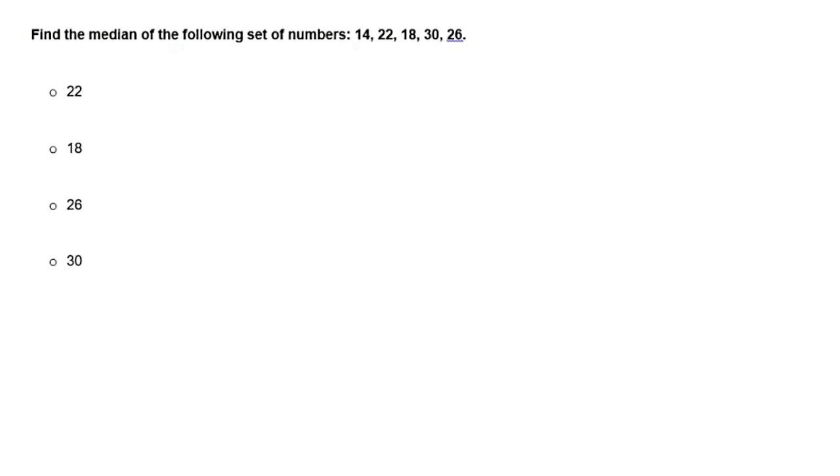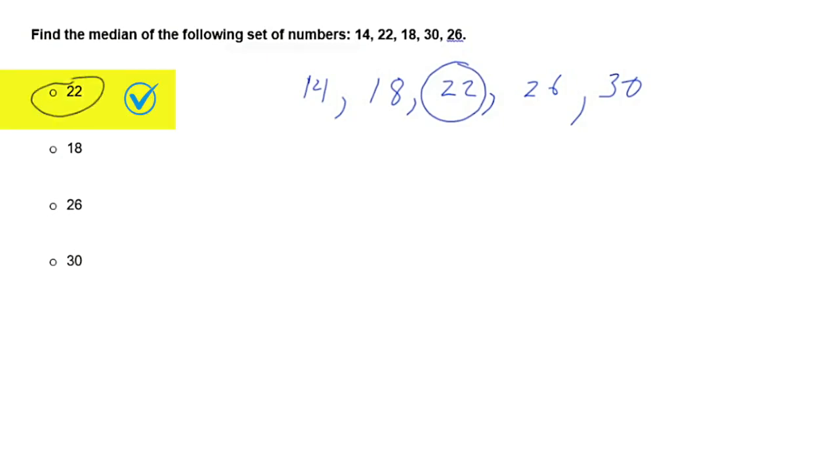So in order to solve this problem, let's start by arranging the numbers in ascending order. So we have 14, the next highest number is 18, then 22, then 26, then 30. So now that we have them arranged in ascending order, it's really pretty simple. The middle number is 22. So our answer is 22.